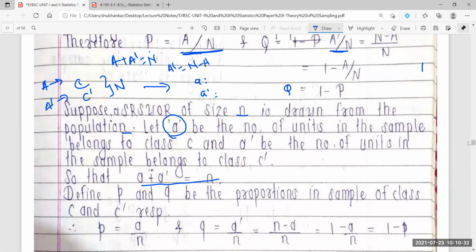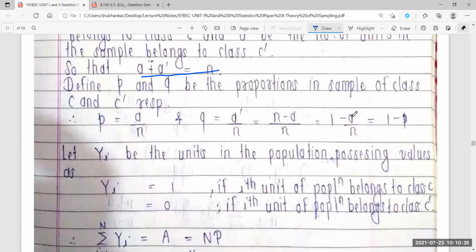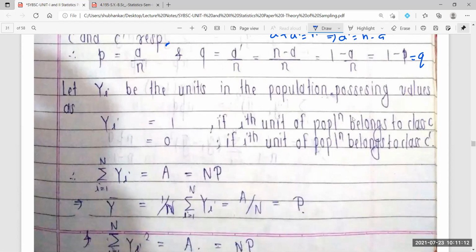Okay, so let small p and small q be the proportion in the sample of class C and C complement respectively. So small p is equal to a by n, small q is equal to a complement by n, and that is equal to n minus a divided by n. As a plus a complement is equal to n, so a complement is equal to n minus a. So this is equal to 1 minus a by n, that is equal to 1 minus p, that is equal to small q. Okay, so these are all the notations.